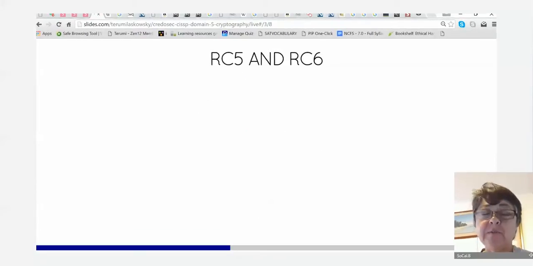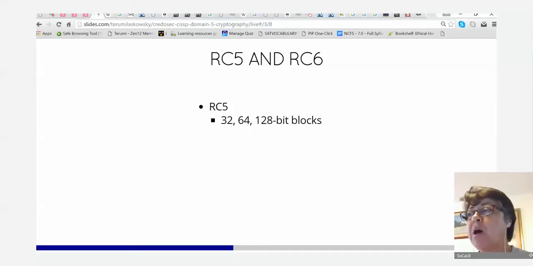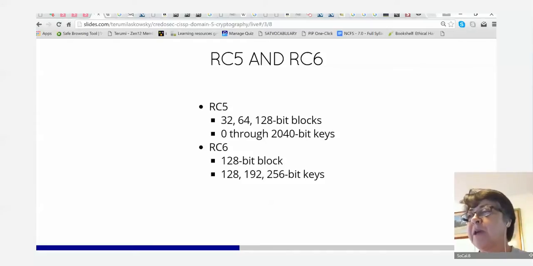RC5 and RC6. Actually there's RC4, but RC4 is a stream cipher. RC5 and RC6 are block ciphers. So here it is. You have these blocks, with keys from 0 through 2040 bits. RC6, 128-bit block. There it is. Okay. So these are the symmetric ciphers.